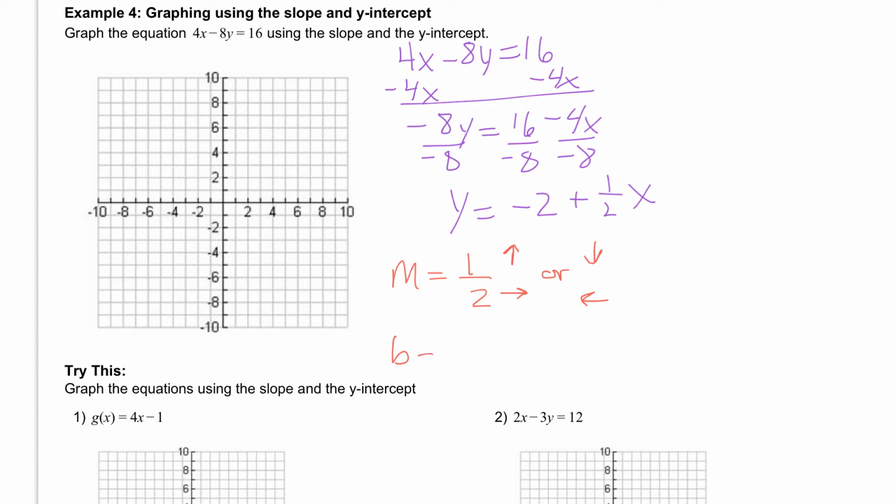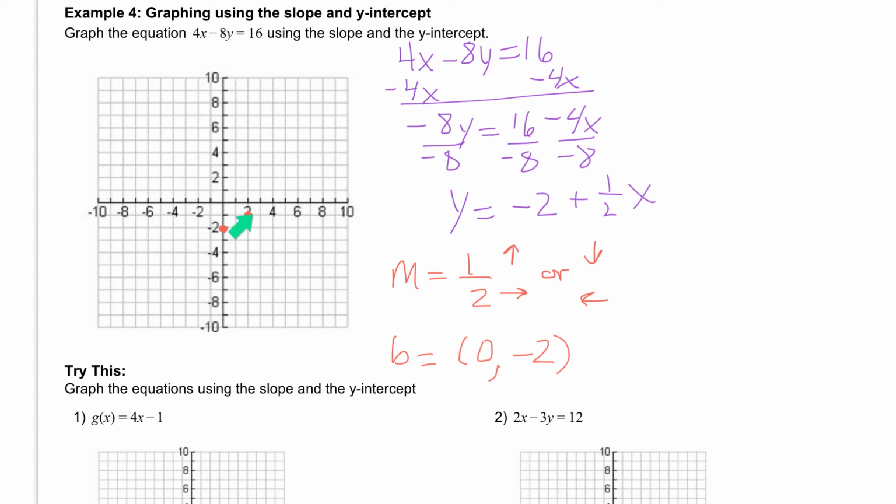Then I also need to know what my y-intercept is. My y-intercept, remember, is that number being added to the x term, and in this case it's negative 2. So as an ordered pair, that would be the point 0, comma, negative 2. And when I graph it, I'm going to start with the point 0, negative 2, my y-intercept. And then I'm going to use my slope. From there, I'm going to go up 1 and to the right 2. Gives me the point 2, negative 1.